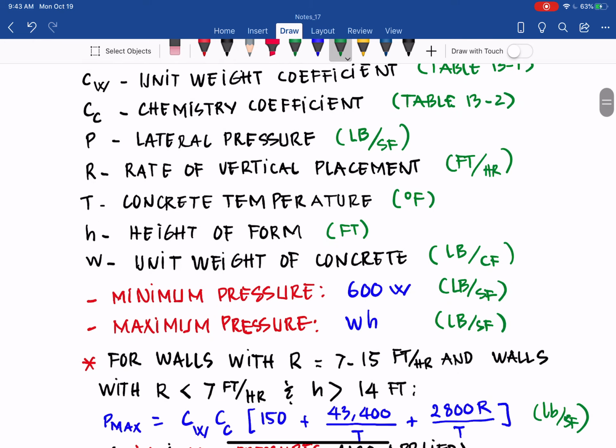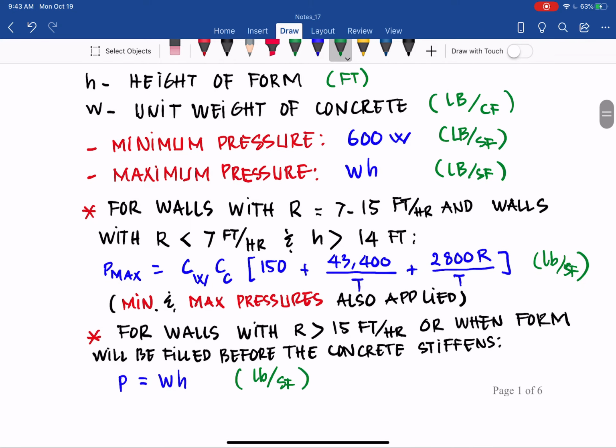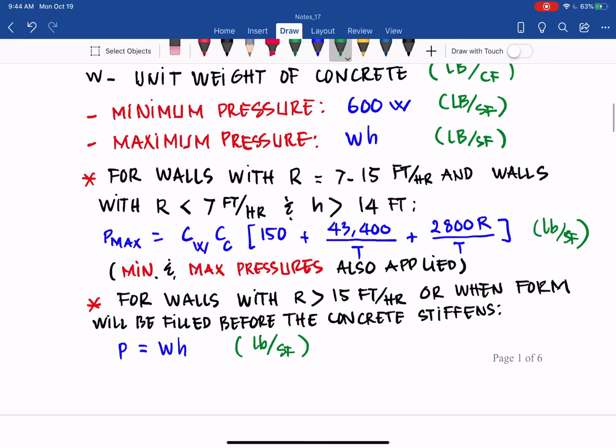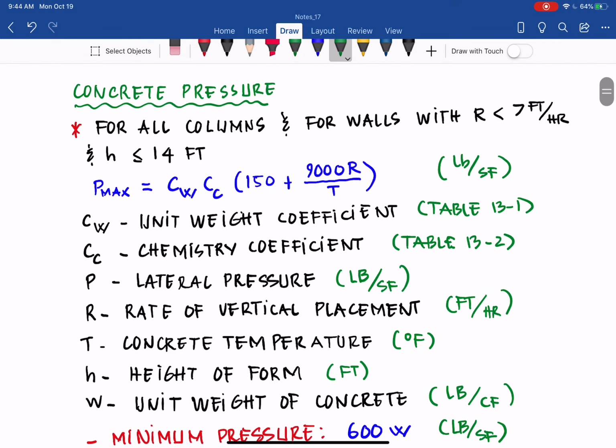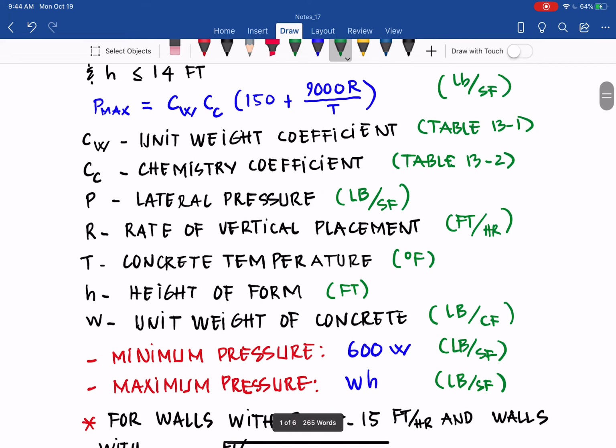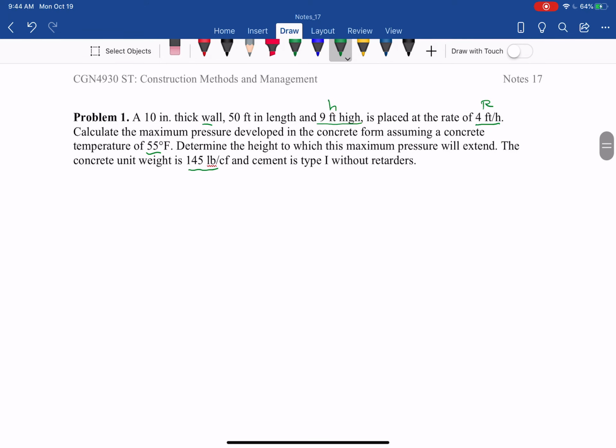To be careful, you can go back and check the next equation. It is for walls with R less than 7 feet per hour, but the height is greater than 14 feet. We are only 9 feet, so we will not apply that equation. For walls with rate greater than 15 feet per hour, it's not that either. So we will apply the first equation to determine the concrete pressure for problem 1.